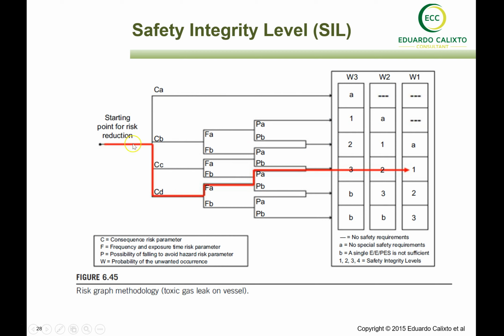So another method is the graph method. This graph method considers different parameters such as the consequence of risk parameter, and the frequency and exposure time of risk parameter. P means possibility of failure to avoid the hazard, and W means the probability of unwanted occurrence. And then, of course, for each one of these parameters, I have some classification from A to D, from A and B in here, and the W. So in the end, depending on the classification, we get the level of the SIL, depending on the demand for this safety integrity function.